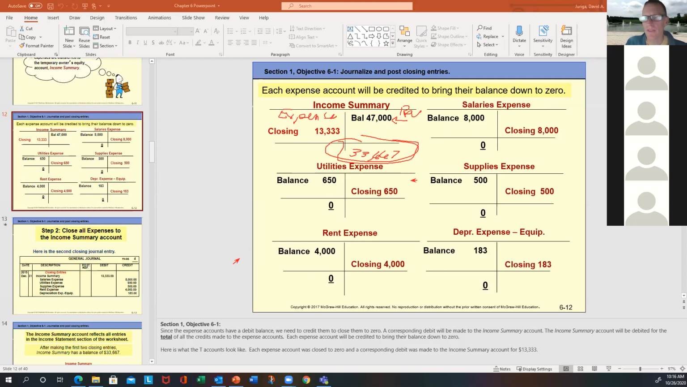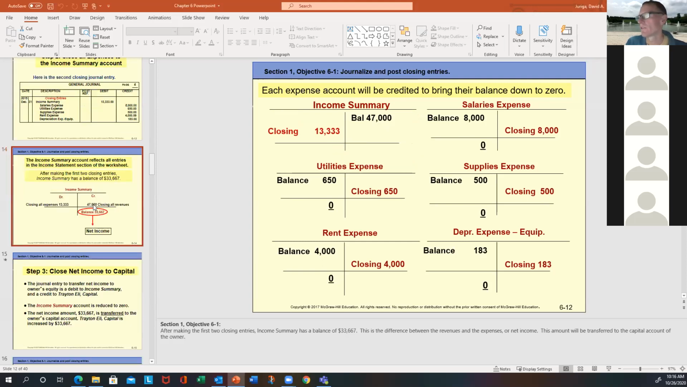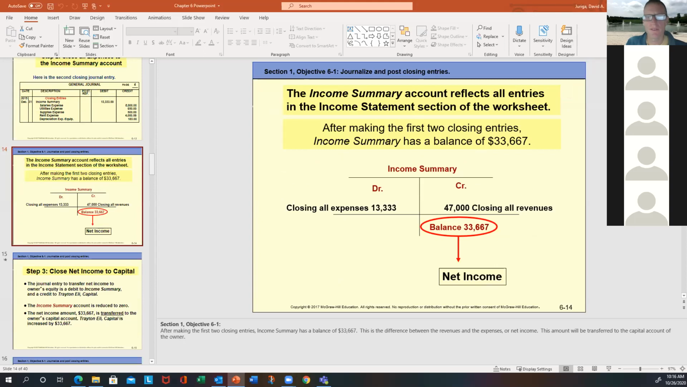So after that part, what we would then do is, I'll go to that part. So then, of course, this would be your balance in income summary, 47 minus 13,333. There's your balance. That's basically net income. Notice it has a credit balance. We now want this to go to zero. We're going to take this amount and transfer it to capital. So the next step is we want to close this out again, transfer it to capital.